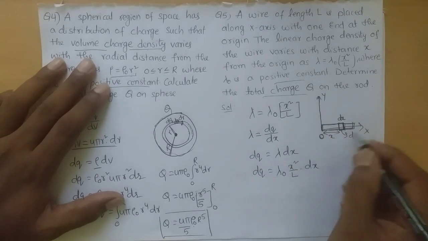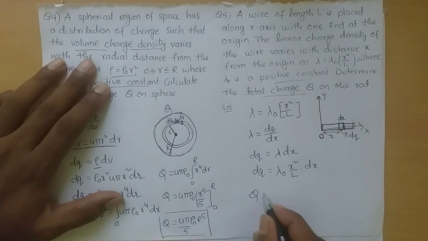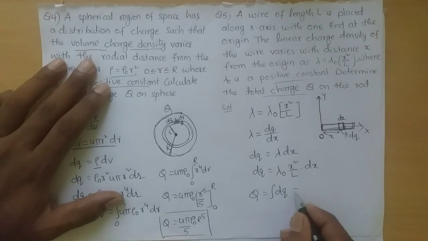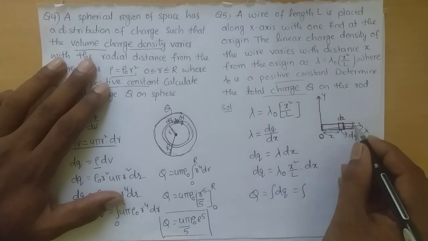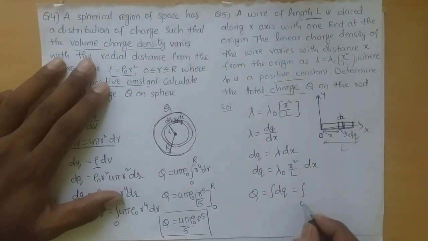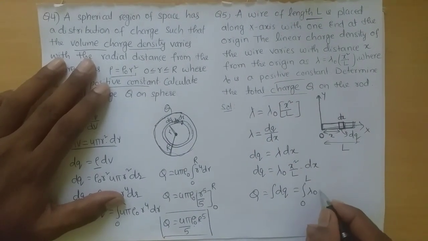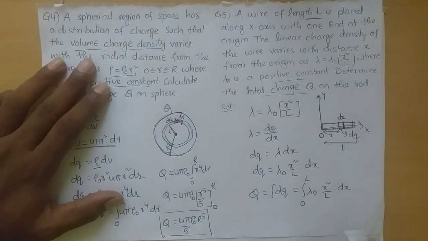Now to get the total charge on this rod, we have to integrate with the proper limits. So q equals the integration of dq. If we integrate this dq, we get the total charge. The limits are 0 to l, since the length is already given as l. So q equals integral of lambda naught x square by l into dx, which we can write as lambda naught by l into the integration from 0 to l of x square dx.